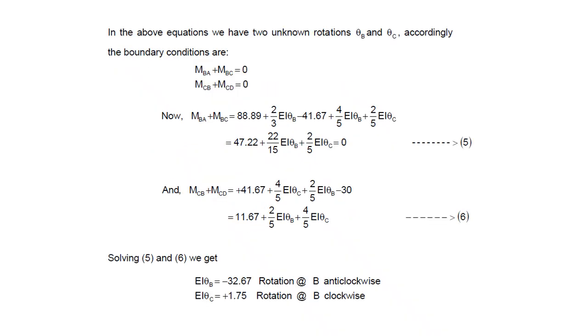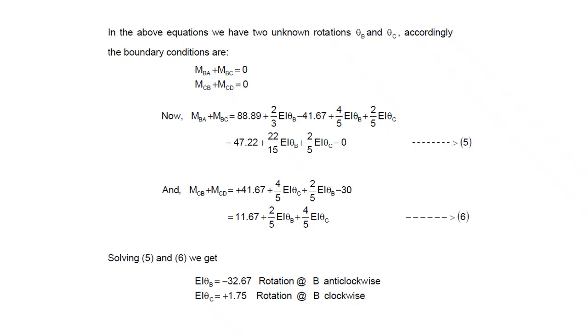So now we have two unknowns, theta B and theta C. If you have two unknowns, you need two boundary conditions. We can take joint displacement. The joint equilibrium condition says the sum of the moments meeting at the joint is going to be zero.